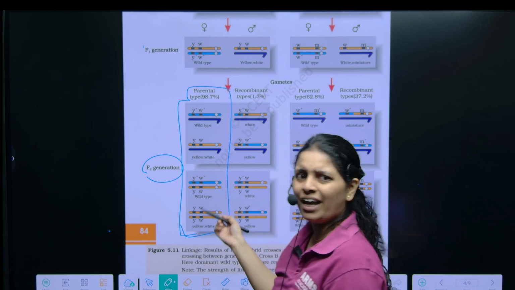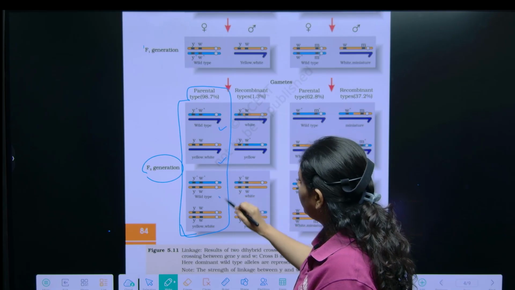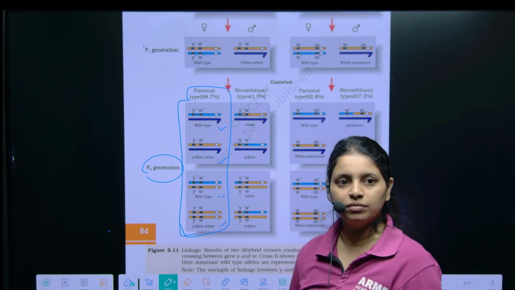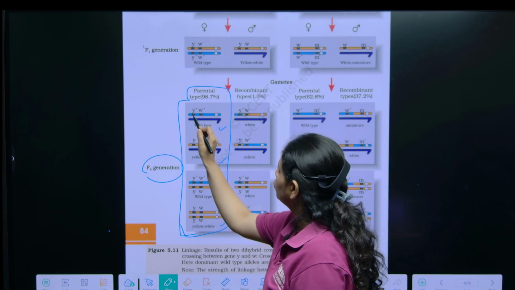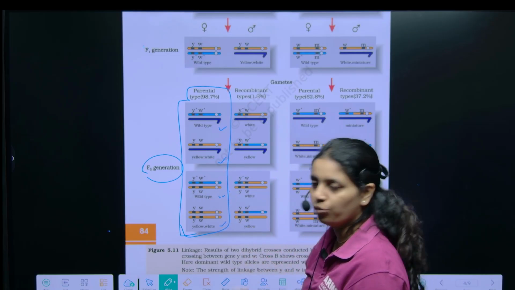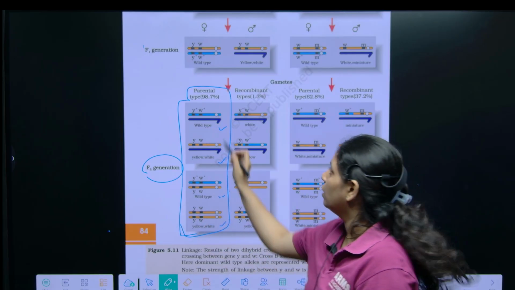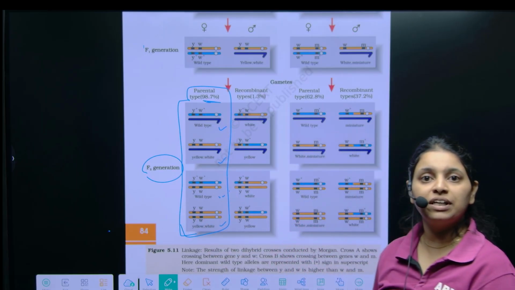So just look at the characters. Wild type, right? Wild type, yellow, white, wild type, yellow. Correct? And also see the chromosome. Full blue, full yellow, full blue, full yellow, yellow, yellow. So no recombination, right? So these are the parental. What is the percentage? 98.7.